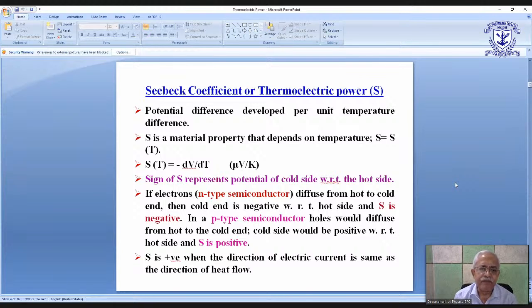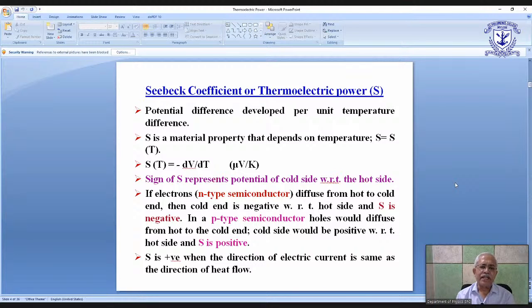So suppose I take an N-type semiconductor. It has excess carrier types, which are electrons in the conduction band. And if I supply heat to one end of an N-type semiconductor bar, then electrons diffuse from the hot end to the cold end. So the cold end becomes more negative compared to the hot side. And therefore, in such a case, we say that S is negative.